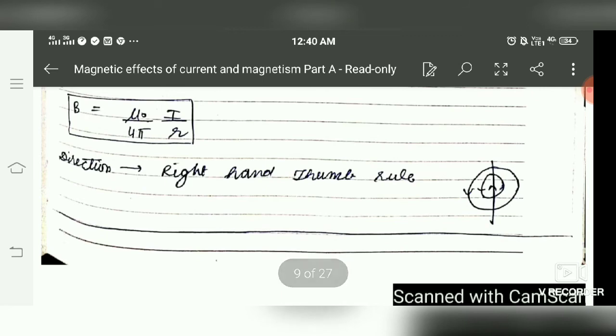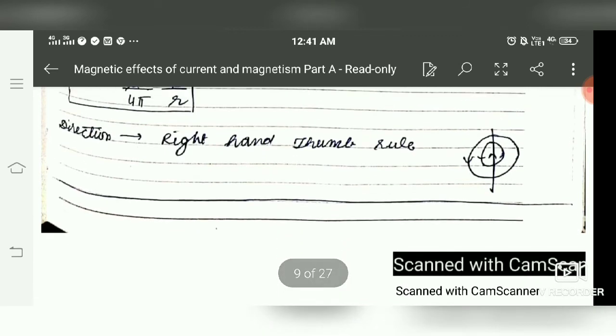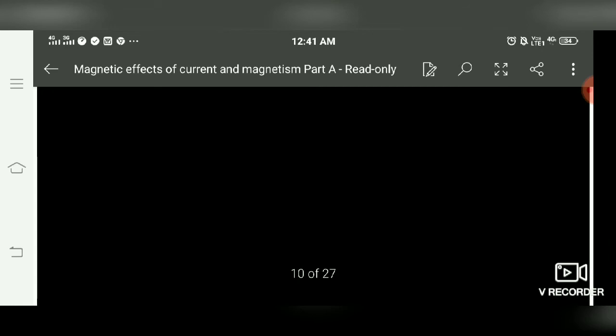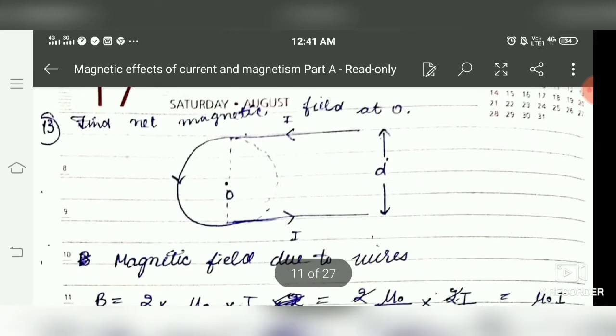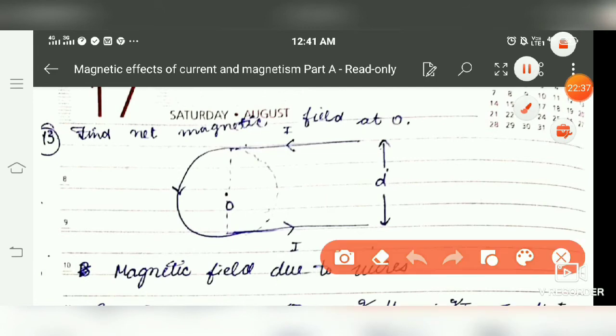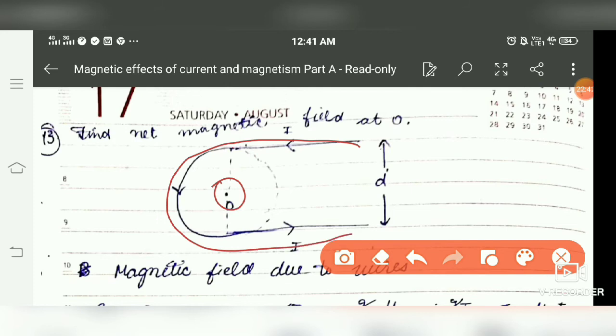Now there is a right hand thumb rule. If you curl your fingers in the direction of current, then the thumb will give you the direction of magnetic field, which is always perpendicular to the plane carrying current. Now the question is, you have to calculate the net magnetic field at point O, where this type of structure is given to you. It's like this.